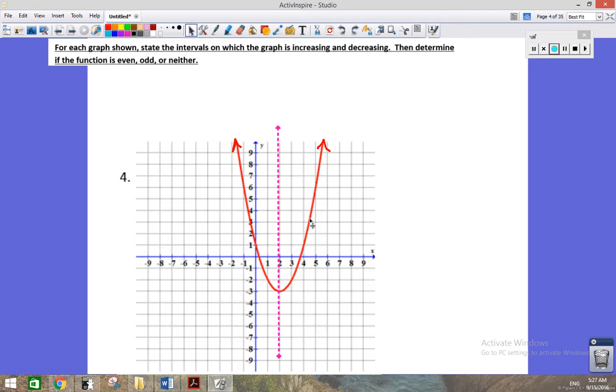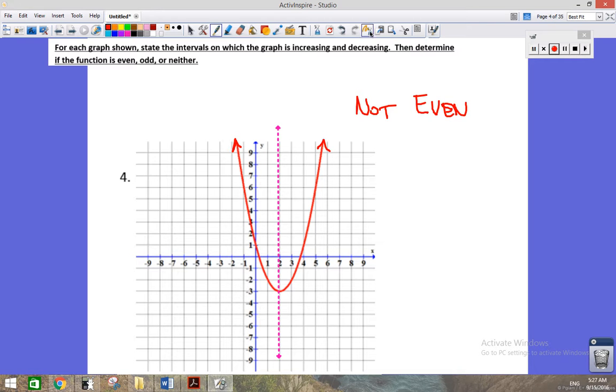The right-hand side and left-hand side are reflections of each other, but the mirror is not the y-axis. This axis of symmetry is the line x equals 2, not the line x equals 0, not the y-axis. So this is not an even function.